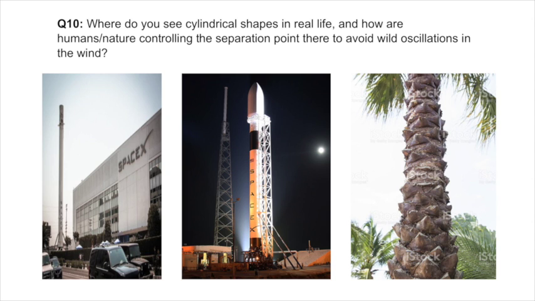Referring to the rocket displayed outside SpaceX headquarters, yes, it does have a cylindrical shape, but I want to be careful about distinguishing between a purely cylindrical object and one with a rounded nose. A cylindrical object will have more drag, or a higher drag coefficient, than one with a rounded nose, such as a rocket. Examining a palm tree, yes, there is a cylindrical shape, but the surface is not at all smooth like it is on a rocket.